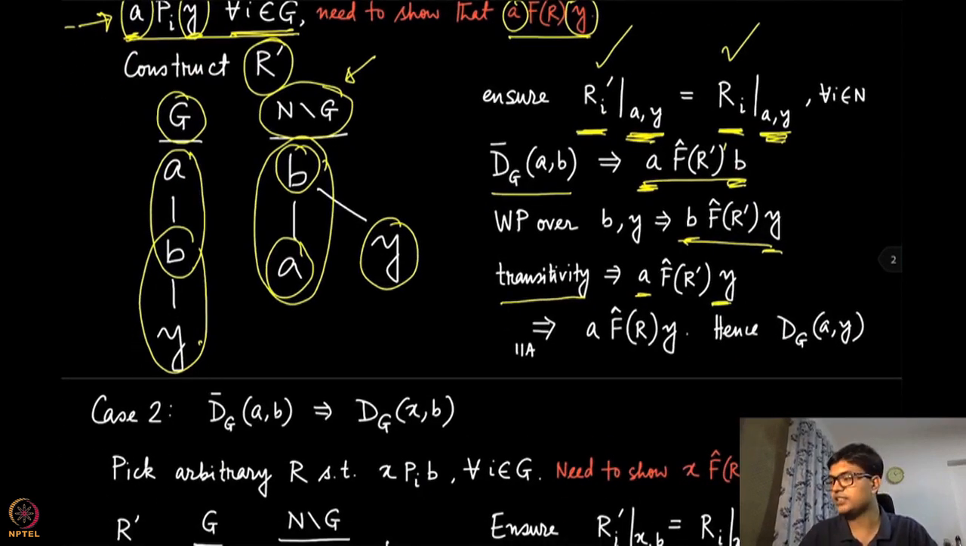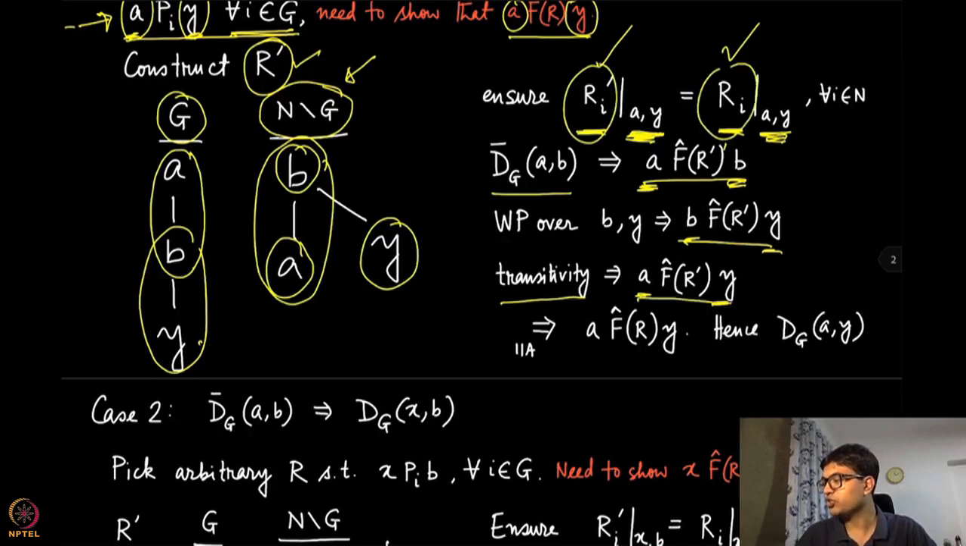In this case, we know that R prime has the same relative ordering between A and Y for all the agents, and we have kept it that way. So for all the agents, the relative position between A and Y is the same in R prime as well as in R, and we have also shown that in this final outcome of F of R prime, A is strictly above Y.